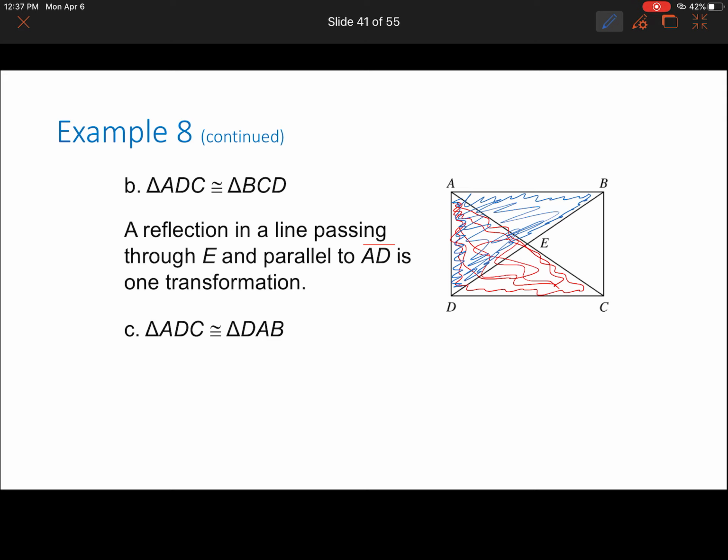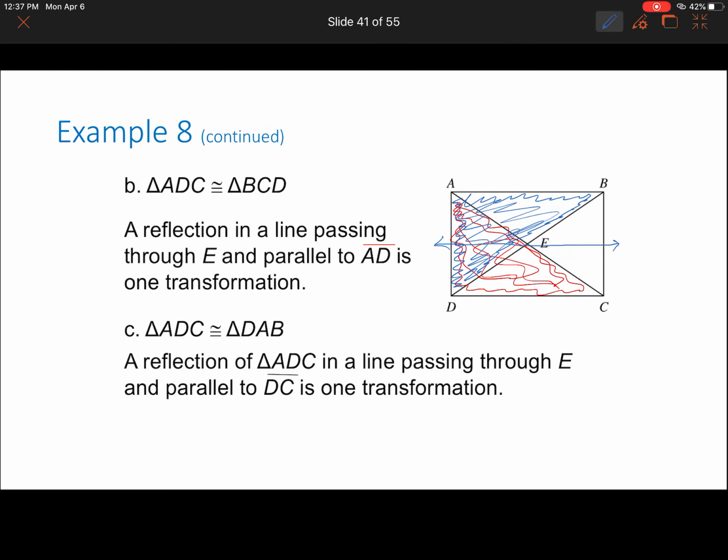And that reflection needs to go through the point E and be horizontal, or parallel to AB or parallel to DC. Saying either one of those would be fine. But it's through this line that is horizontal and goes through point E. Because again, if you were to flip the blue one across that line, you get the red one. Or if you were to flip the red one across that line, you're going to get the blue one. And so that's what it says here, that it's reflection across the line that goes through E and is parallel to DC.